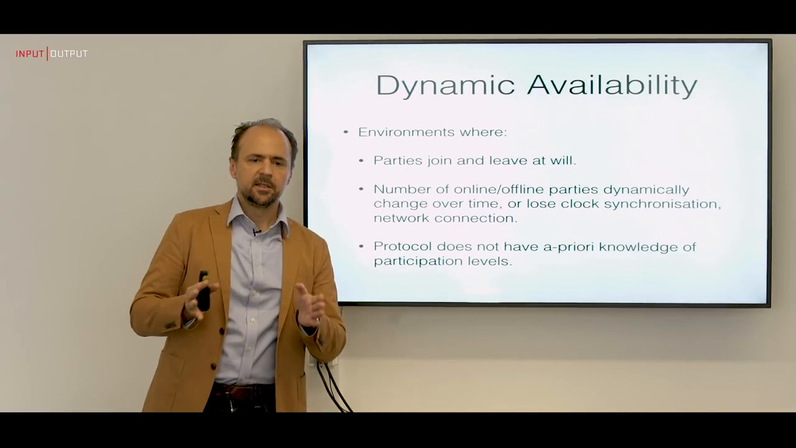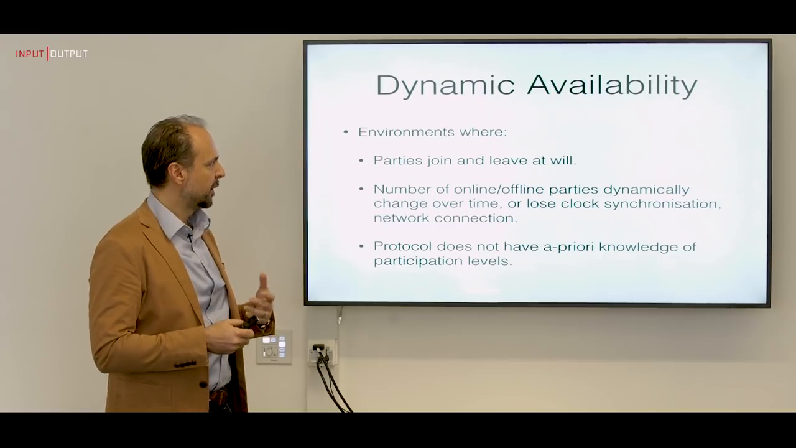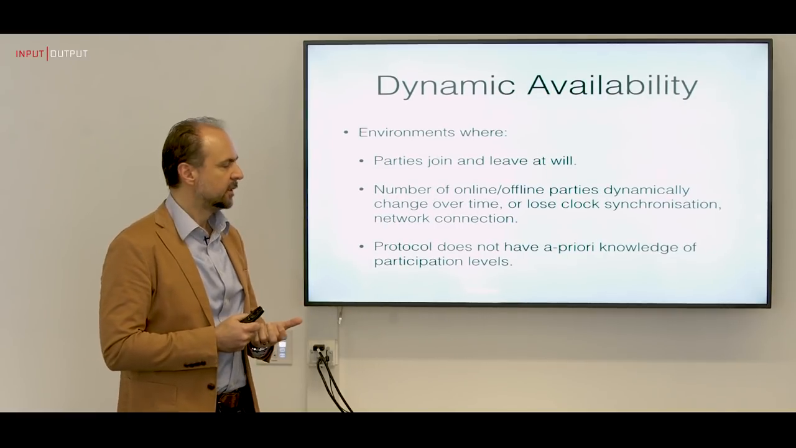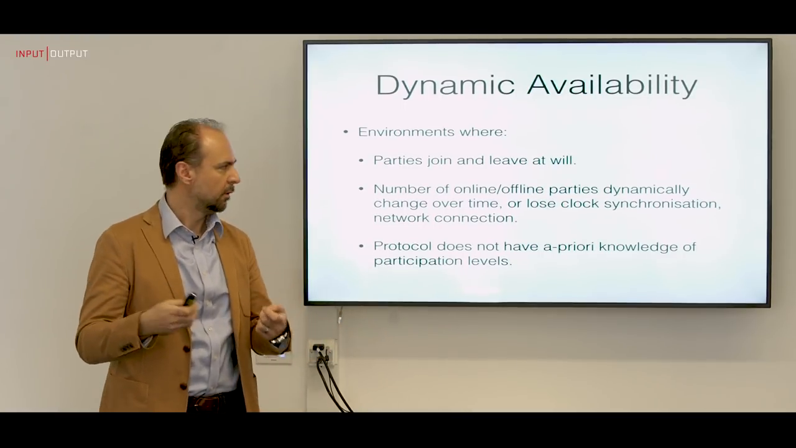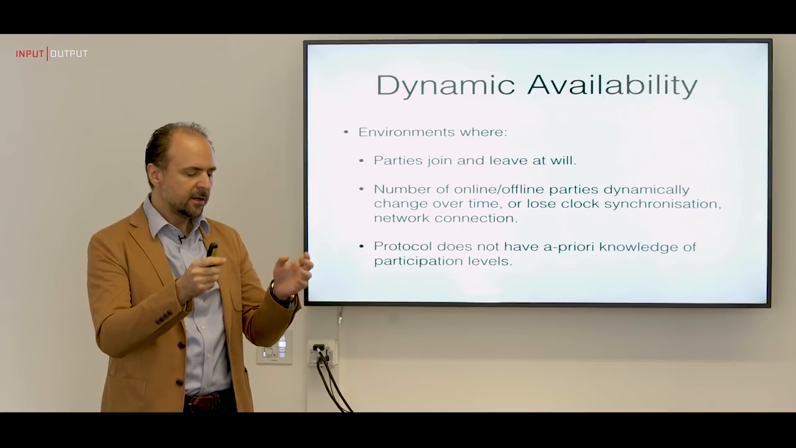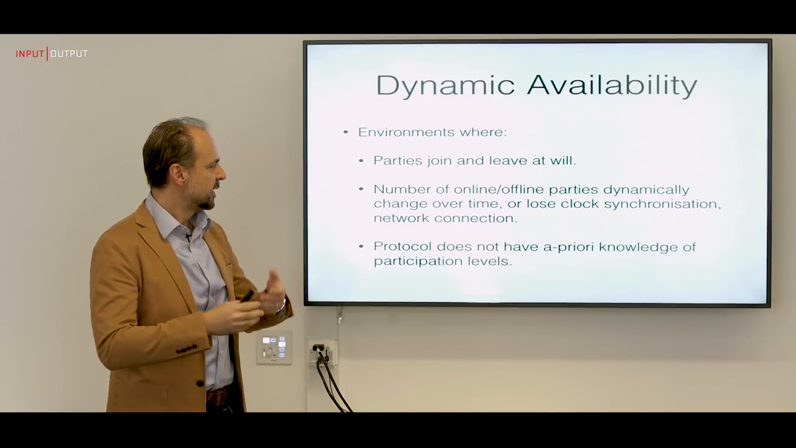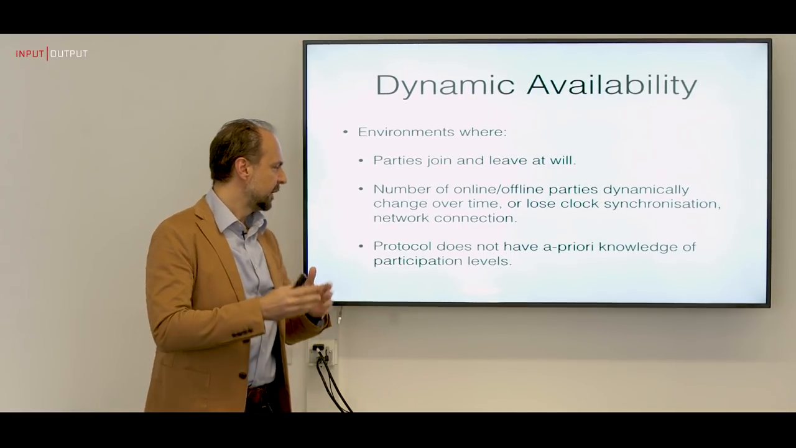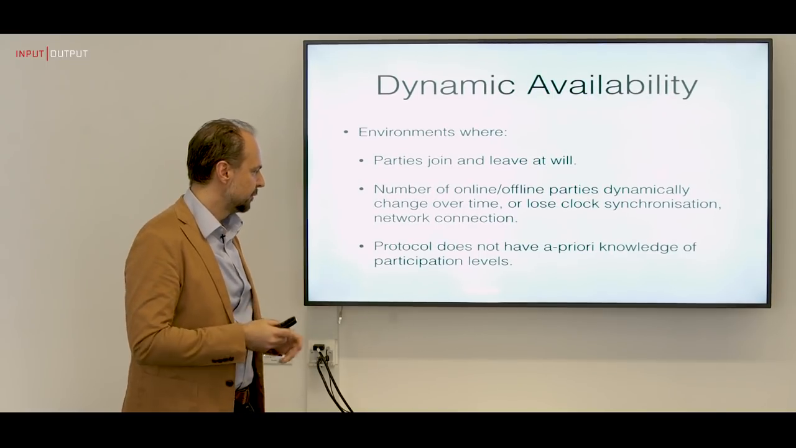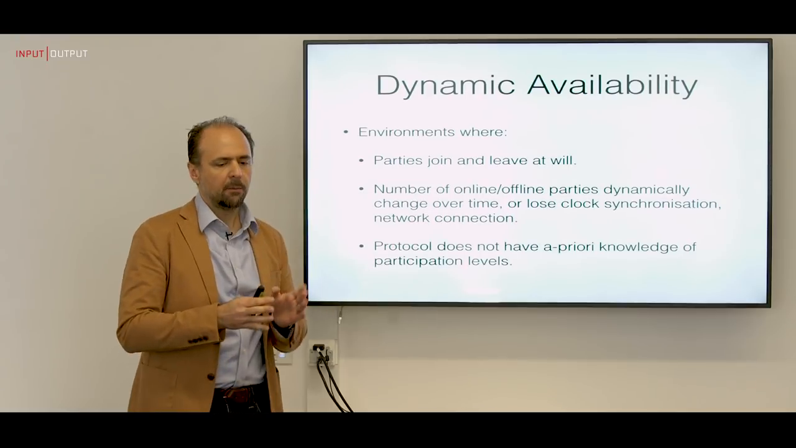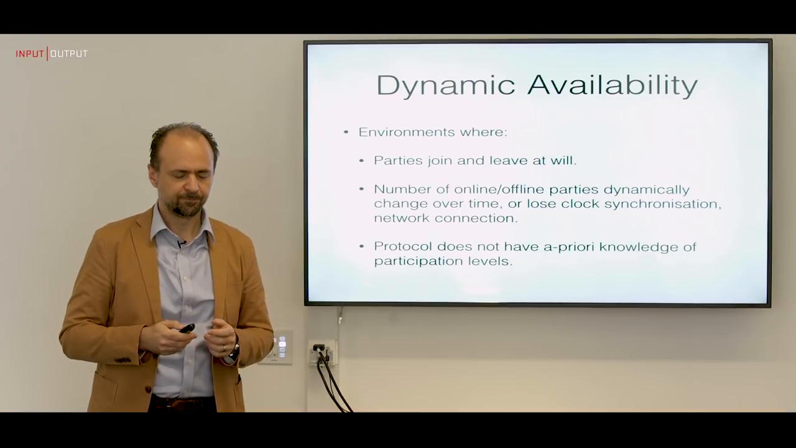So this setting suggests the following model for understanding how blockchain protocols operate, which we call dynamic availability. Dynamic availability is a setting where we analyze a blockchain protocol in an environment where parties will join and leave at will. There is a number of offline and online parties that dynamically change over time. They may lose clock synchronization, they may lose their network connection, and there will be no a priori knowledge of the participation at any given time.